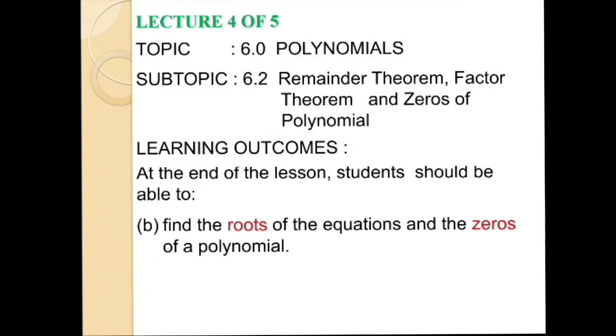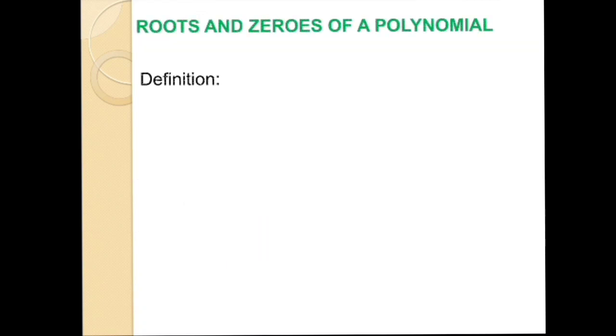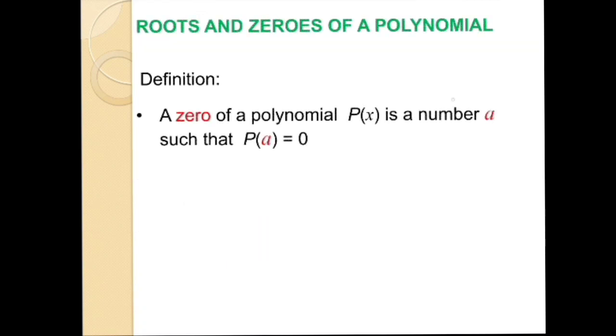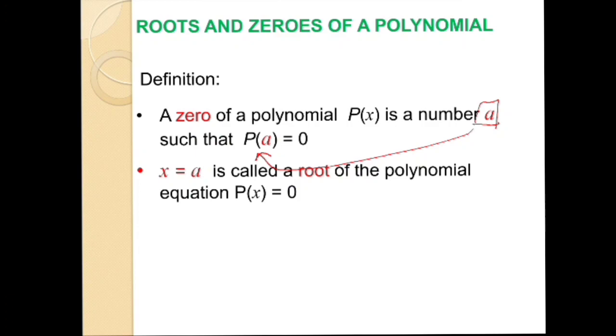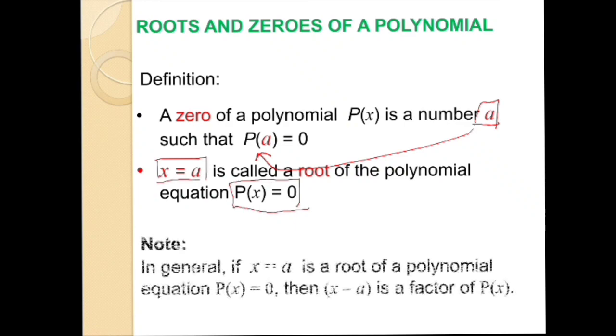Hi, in today's lecture, we will learn about the roots and the zeros of a polynomial. So what is a zero of a polynomial? It is just a number a which will make the polynomial zero if we substitute that a value into the x of the polynomial. What about the root? The root is written in the form of x equal to a, where a is just that zero. So this root will make the polynomial equal to 0.